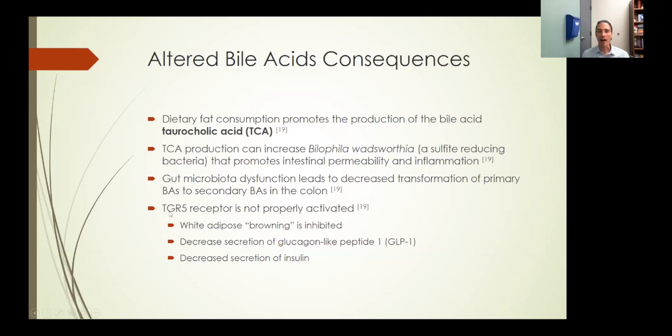The TGR5 receptor is being overstimulated by the bile acid, so it's not properly activated, and that causes white adipose tissue browning to be inhibited, a decrease in secretion of glucagon-like peptide, the GLP-1, and decreased secretion of insulin. So all of these are promoting obesity and insulin resistance, all from bile acids.